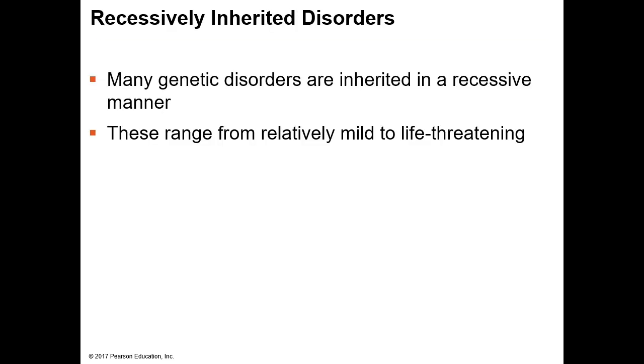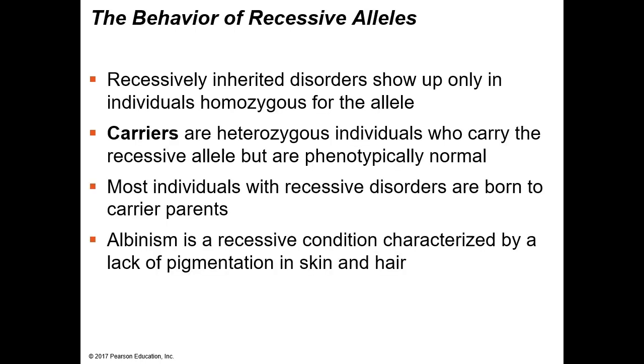Many genetic disorders are inherited in a recessive manner. These range from relatively mild to life-threatening. Recessively inherited disorders show up only in individuals homozygous for the allele. So you have to have both recessive alleles. Carriers are heterozygous individuals who carry the recessive allele but are phenotypically normal. Most individuals with recessive disorders are born to carrier parents.